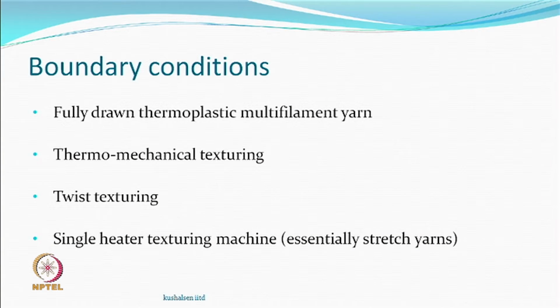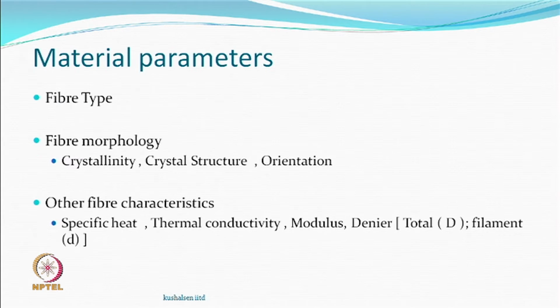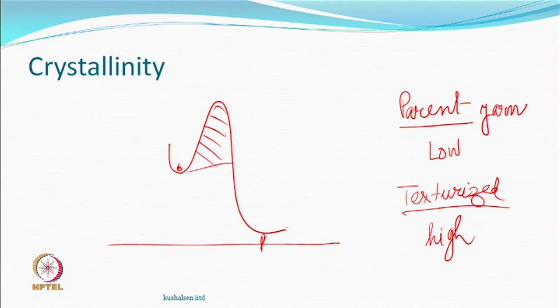So, the boundary conditions still remain the same. We are working on thermoplastic multifilament yarns. We are looking at twist texturing, thermomechanical texturing and a single heater machine. Last time, if you remember, we said the material parameters would be of the type fiber morphology, which means crystallinity, crystal structure, orientation, and other characteristics like specific heat, thermal conductivity, modulus, denier and filament. So, hopefully we should be able to complete at least this.